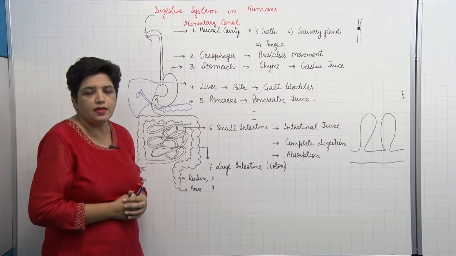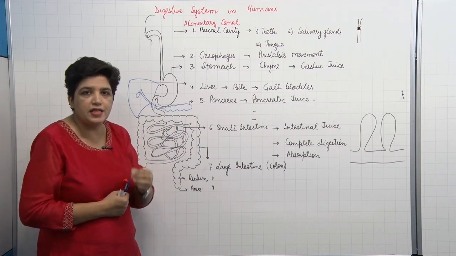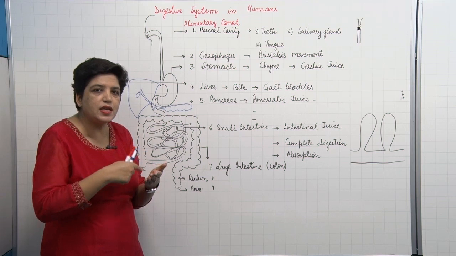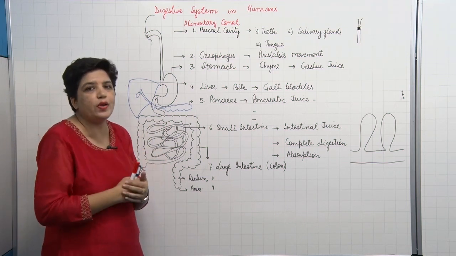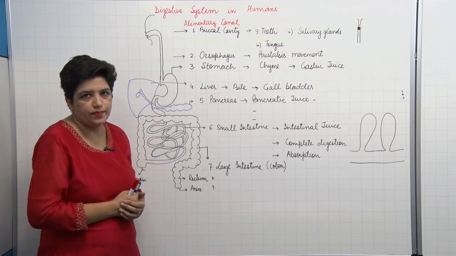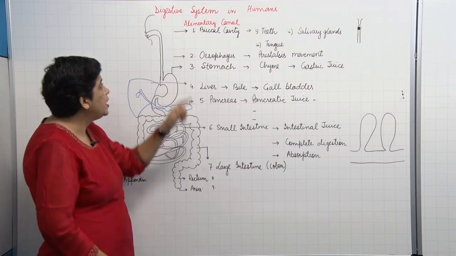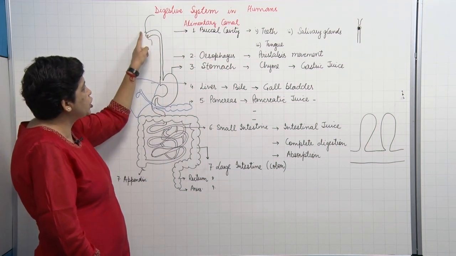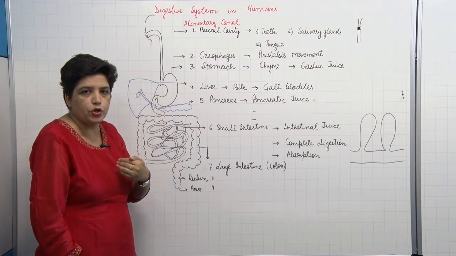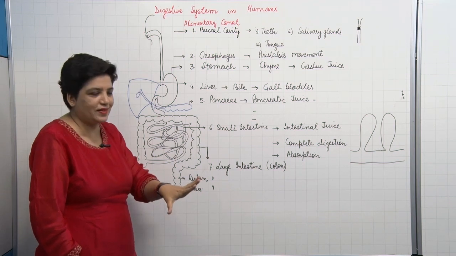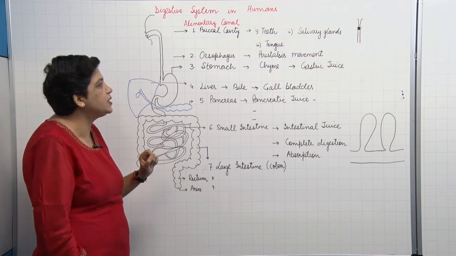Next organ is the tongue. The tongue is a muscular organ present in the buccal cavity. It has taste buds and it helps in mixing the food with the saliva. It also helps in swallowing the food into the esophagus. Now from the buccal cavity, the food enters the esophagus. Esophagus is a long tube which connects the buccal cavity to the stomach. It passes through the thorax and abdomen and then through the diaphragm and attaches to the stomach.